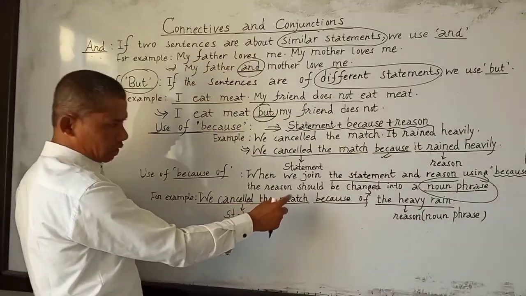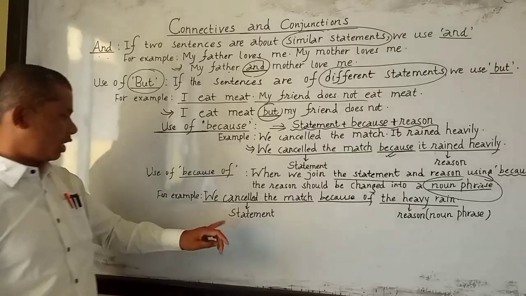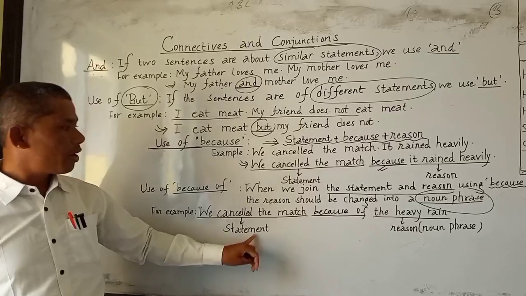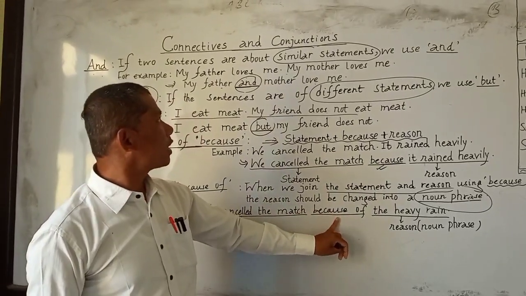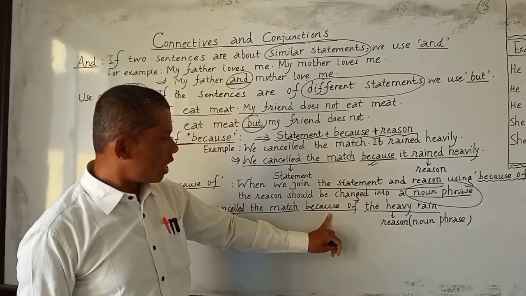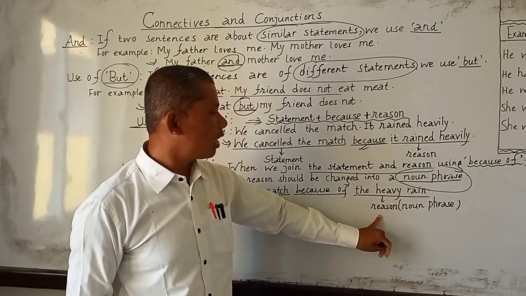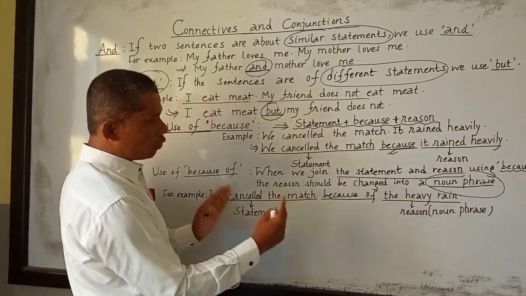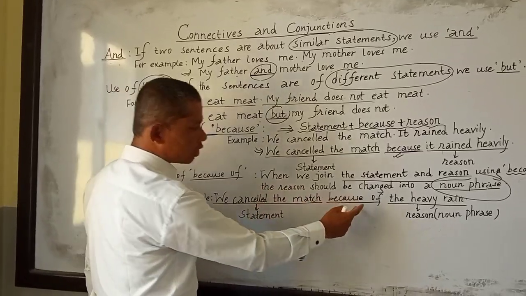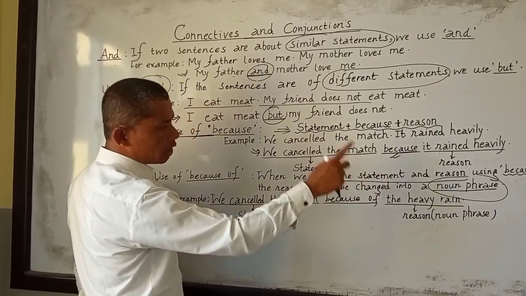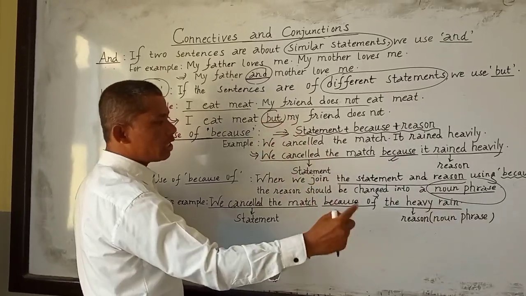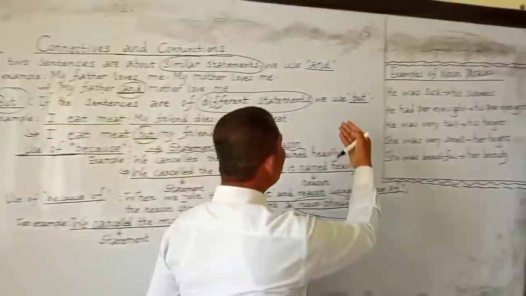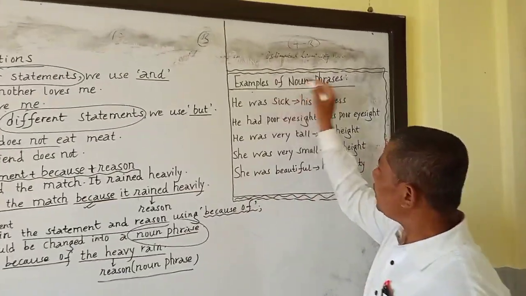So in this sentence, we can find "we cancel the match" is the statement, "because of" is the connective, or let's say conjunction, and "the heavy rain" is the reason, that is the noun phrase. While connecting two sentences by using "because of", the reason should be changed into a noun phrase. For example, you can see the examples of the noun phrase.